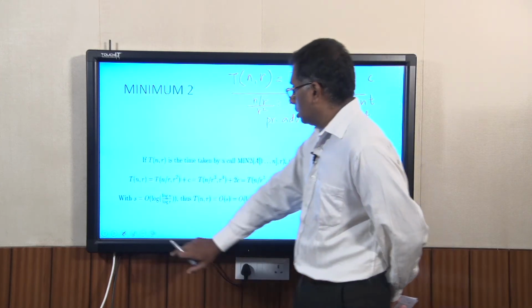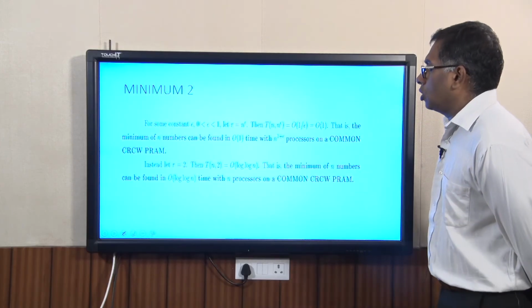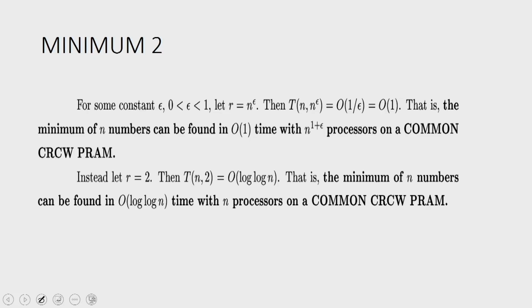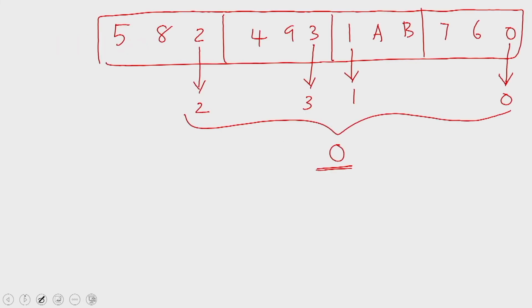So, to summarize, the algorithm for a constant epsilon, where epsilon is between 0 and 1, runs in order of 1 time with n power 1 plus epsilon processors. Instead, if we let r equal to 2, then the running time of the algorithm is order of double log n. That is, the minimum of n numbers can be found in order of double log n time with n processors. This is an example of the algorithm design technique called accelerated cascading.